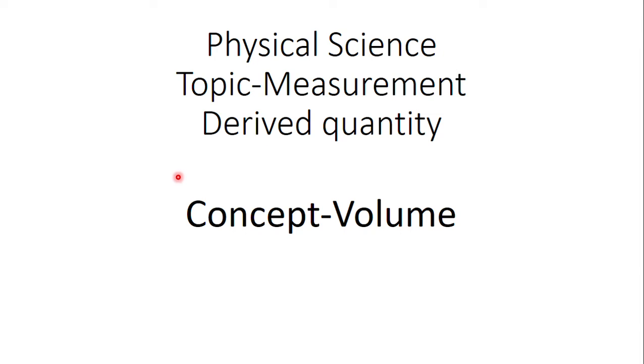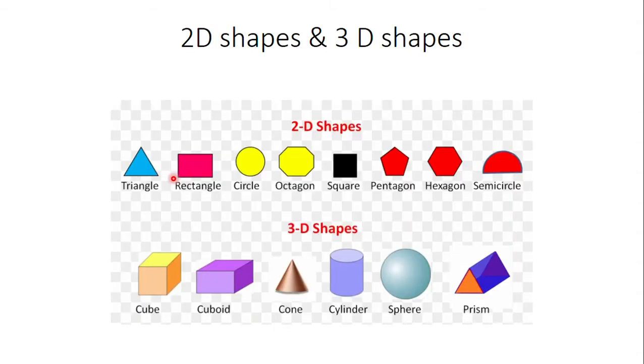In this presentation, we will learn about the next derived quantity, volume. We learned how to find the area, the two-dimensional quantity, for two-dimensional shapes like rectangle, circle and square. The area of a triangle is given by the formula half into base into height. That is 1 by 2 into the base length of a triangle into its height will give you the area of a triangle.